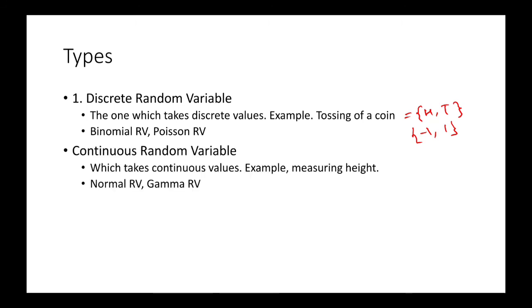The other type of random variable is the continuous random variable, and as the name suggests, these take continuous values. For example, measuring height. When we measure the height of a student, it might range from, let's say, 180.1 centimeters, 180.11 centimeters and so on. So just in a bracket of 180 and 181 centimeters, we can have infinite values, and hence it's a continuous random variable. Examples include the normal random variable and the gamma random variable.